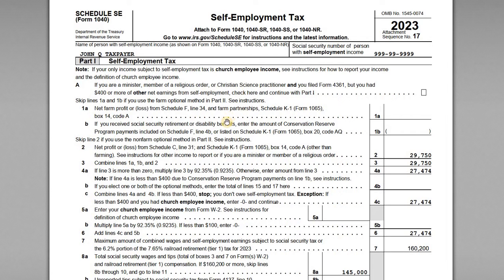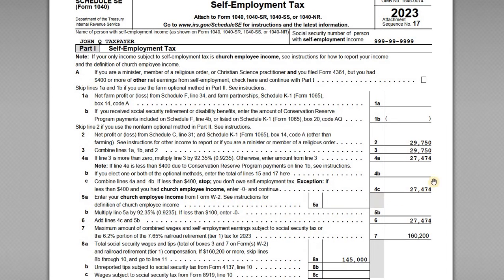Now, if you're filling this out, you have optional methods to calculate your self-employment tax. There's a net farm optional method, and then there's a non-farm optional method. We're not making either of those elections. I do have some sample videos on why you would do a non-farm election, but we're not taking that approach in this example here. So line 2, we've got the net profit from his Schedule C business.